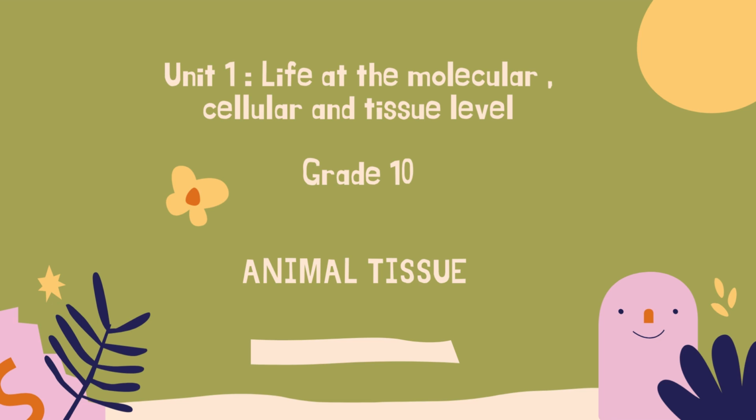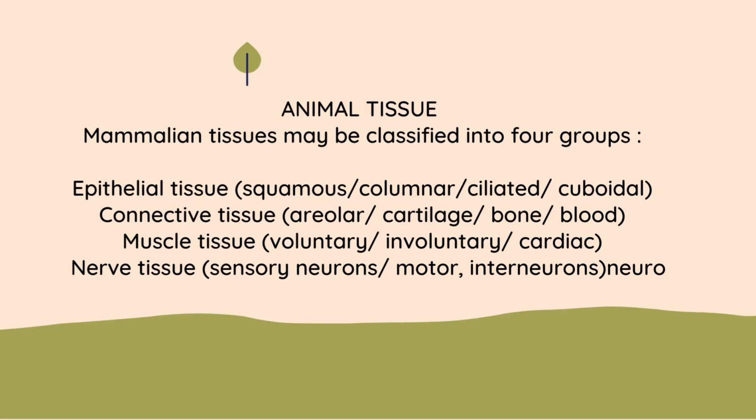Today we're going to be carrying on with animal tissue, but in today's lesson we're going to be looking at the four groups of mammalian tissue. Mammalian tissue is divided into four groups. The first group is your epithelial tissue, followed by your connective tissue, then you have your muscle tissue, and lastly your nerve tissue.